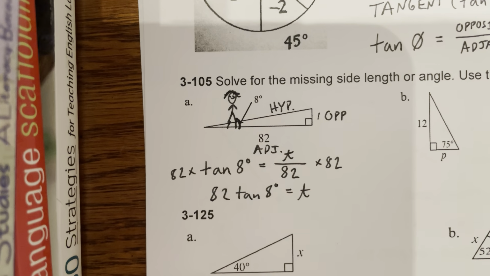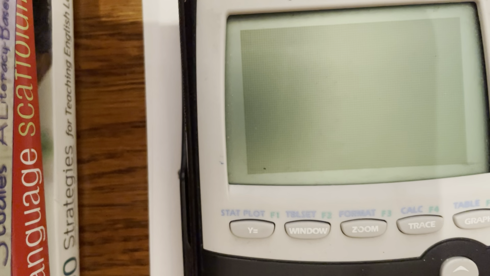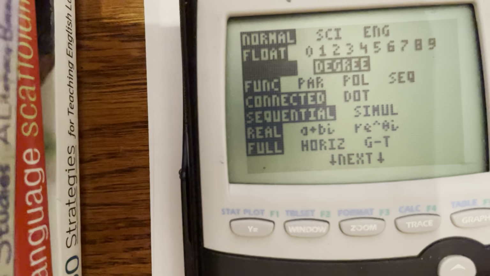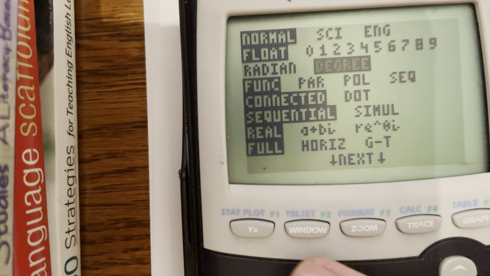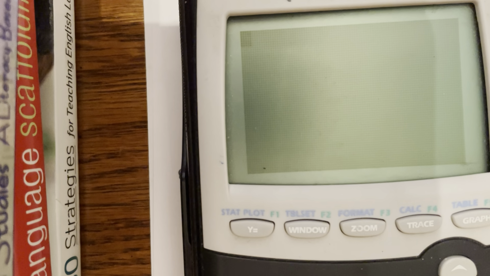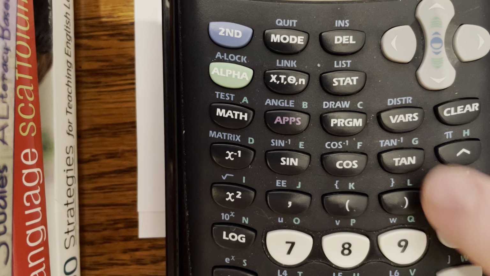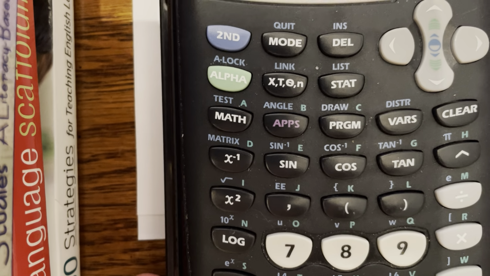Now I get to pull out my calculator. One thing to note real quick, make sure your calculator is in degrees, like it is right here. Otherwise, if you do radians, you do the problem completely correctly, but once you plug it into your calculator, you'll get it wrong. The tangent button is right here.